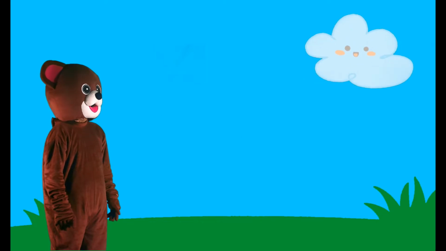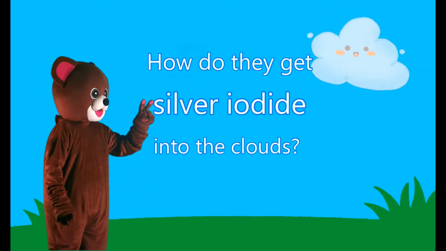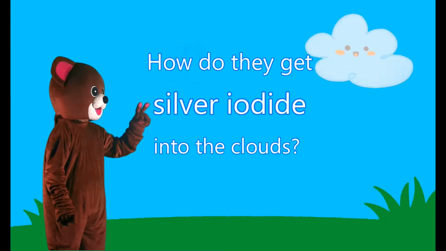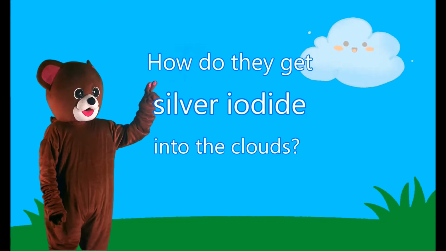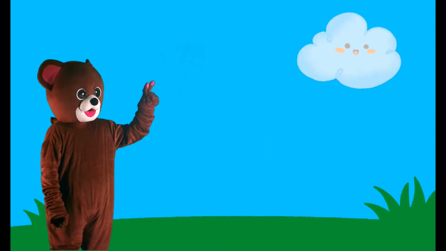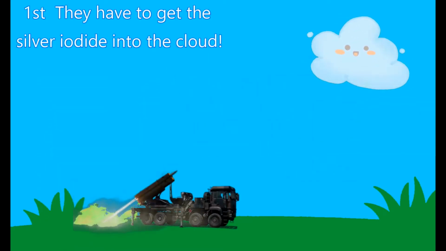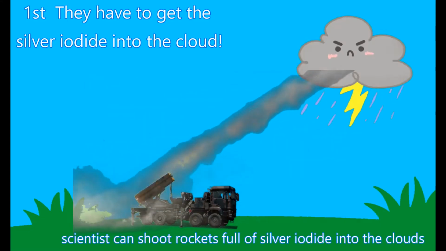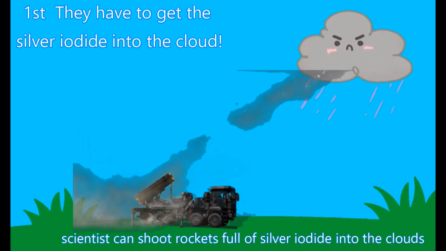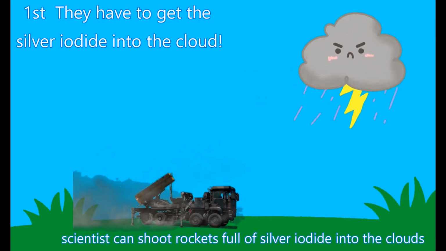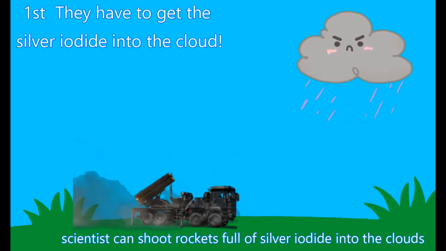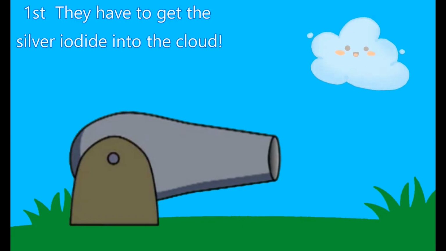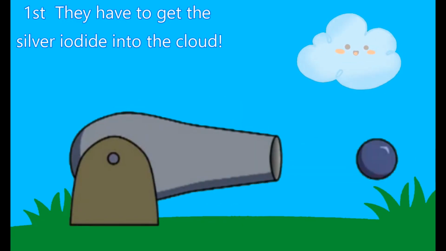So, how do they get that silver iodide up into those pretty white clouds to tell it to rain or snow? Well, there's a couple different methods. Sometimes we just shoot rockets right up into the clouds like fireworks. Sometimes we use large cannons that shoot the particles in the sky.